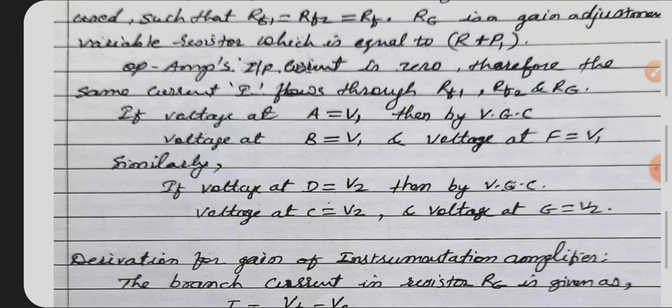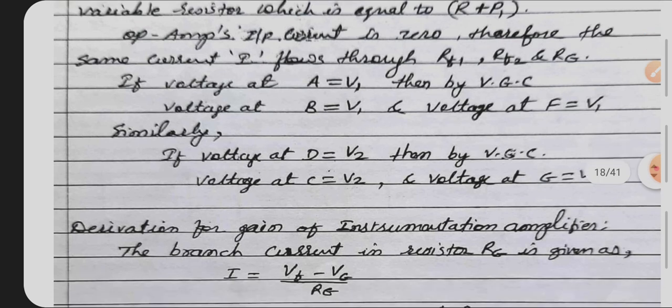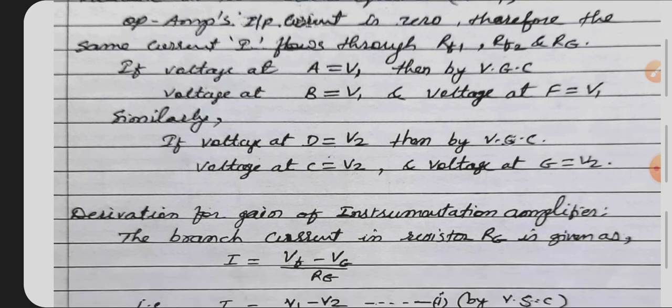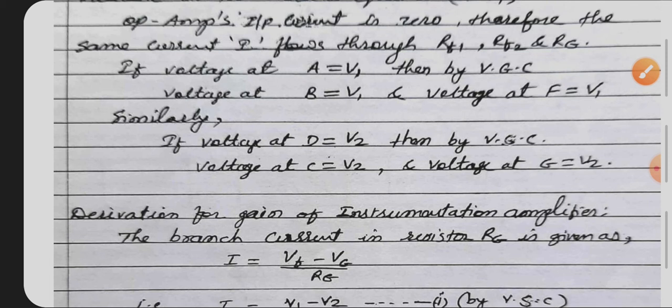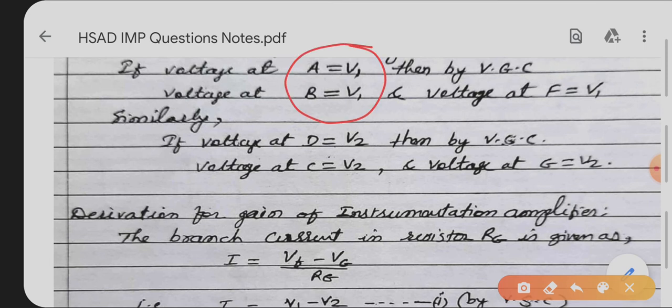Okay, now after the circuit description, you have to analyze the circuit. Analysis means finding out the gain equation of the circuit. So you can see, what is the voltage at A1? V1 is the voltage at A1. Then the same voltage appears at B, because by the virtual ground concept, or virtual short concept, if terminal A is at V1, terminal B is also at V1.